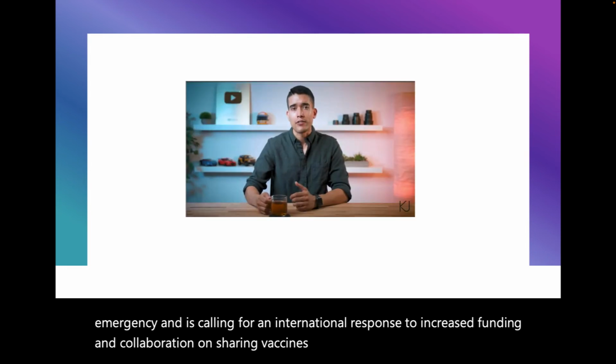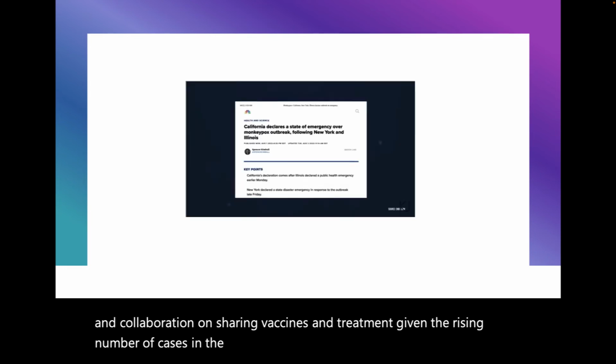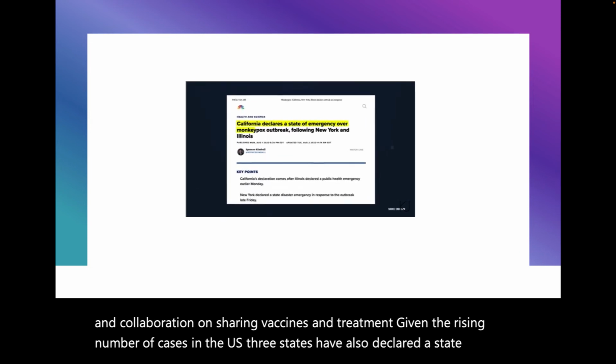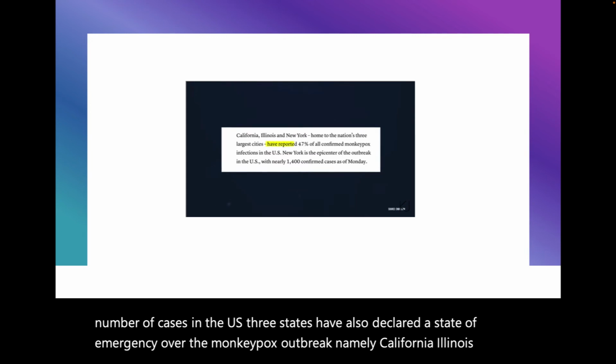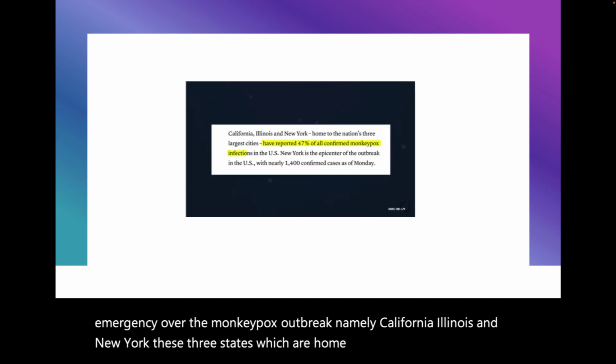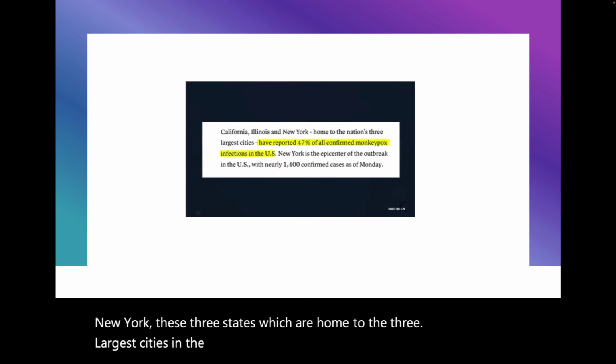Given the rising number of cases in the US, 3 states have also declared a state of emergency over the monkeypox outbreak, namely California, Illinois, and New York. These 3 states, which are home to the 3 largest cities in the country, currently account for 47% of all confirmed monkeypox infections in the US.